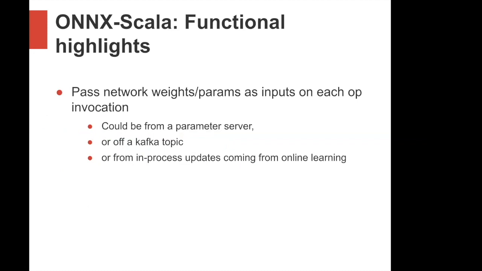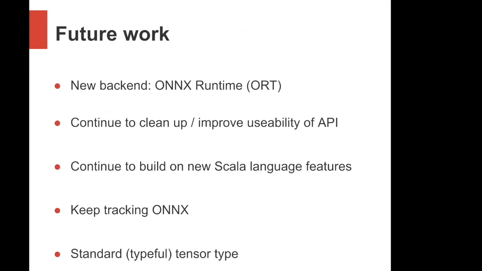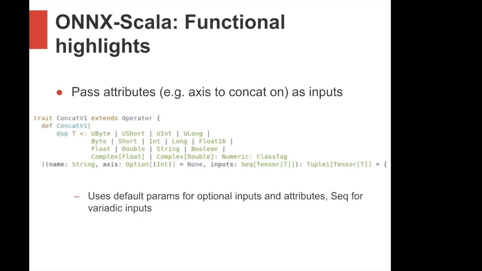And we could be pulling it from a parameter server or off of a Kafka topic and a stream, or we could be doing it in the same process, updating it, but using some other technique for getting the new weights. And that's it. That's basically the whole thing so far.